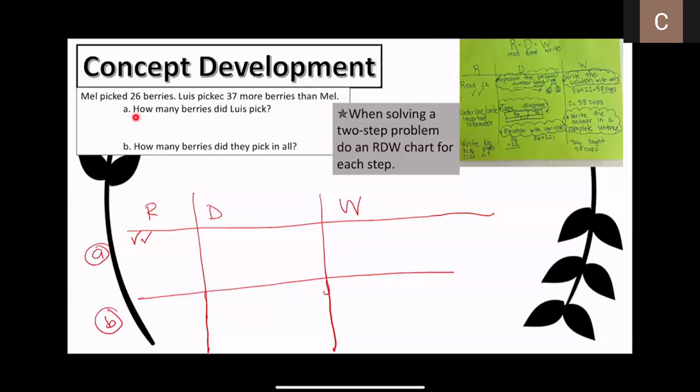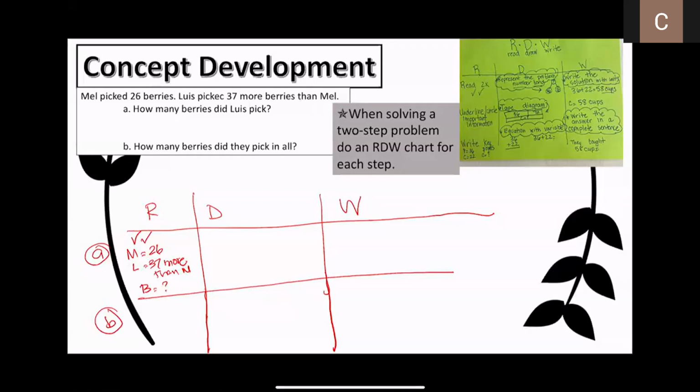To answer my question, how many berries did Luis pick? I need to pull out the important information. Mel had 26 berries. Luis had 37 more than Mel. That's very important information. The question asks, how many berries did Luis pick? So I will put B question mark because I don't know how many berries Luis picked.